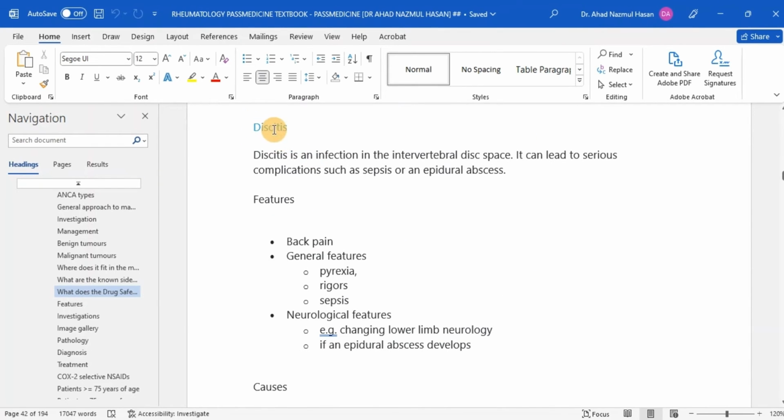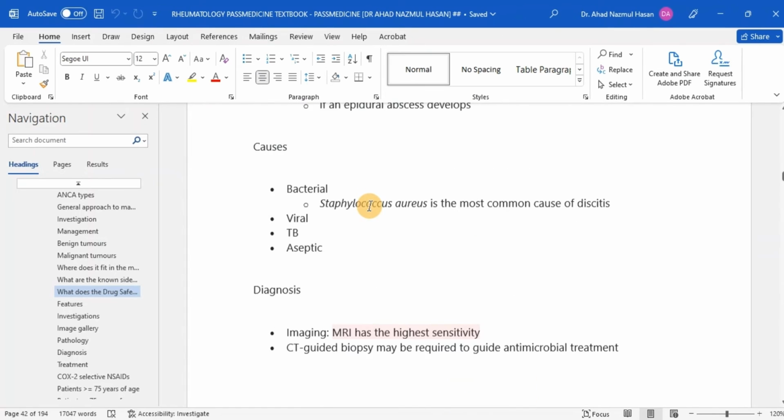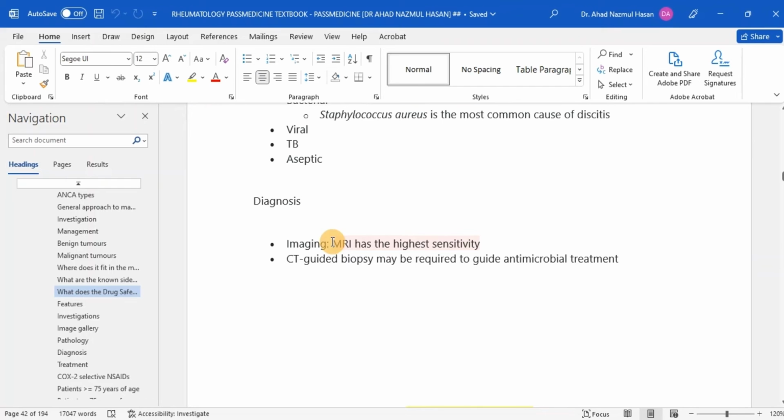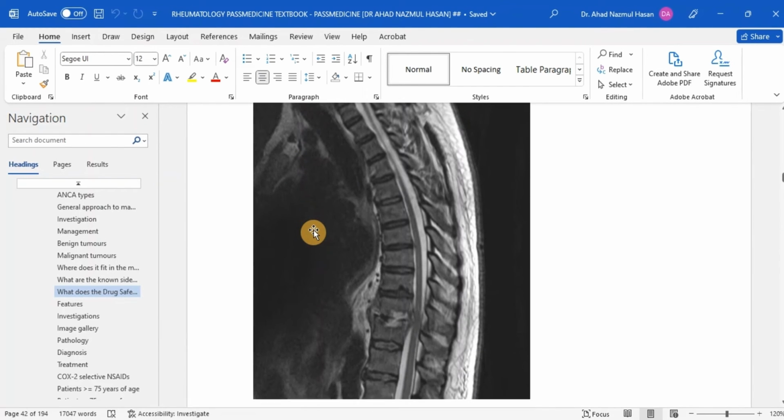Next one is Discitis. Discitis is infection of the intervertebral space as well as the vertebral body. The Staph aureus is the most common cause of Discitis, and MRI will have the highest sensitivity. And the MRI on T2 image, it will show the increased signal intensity.